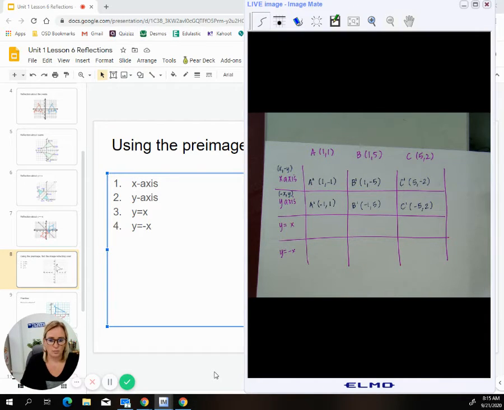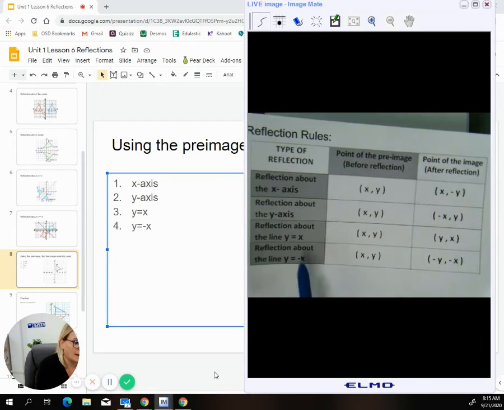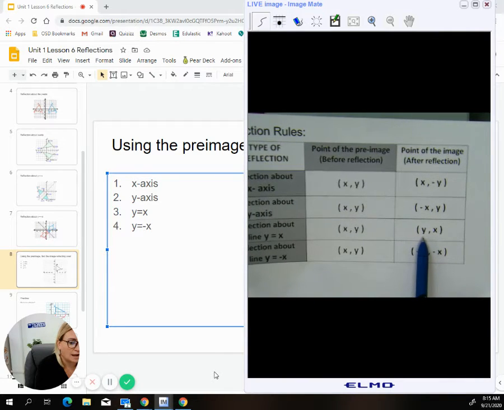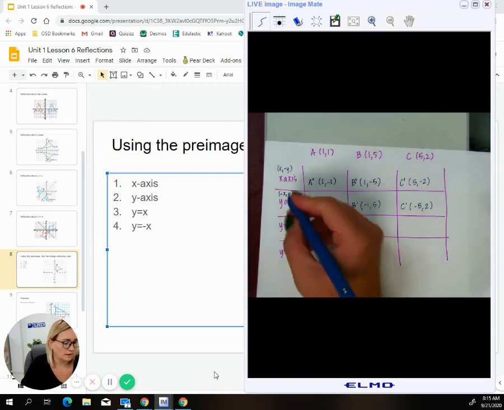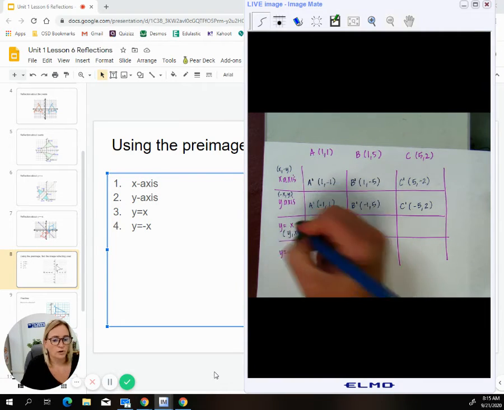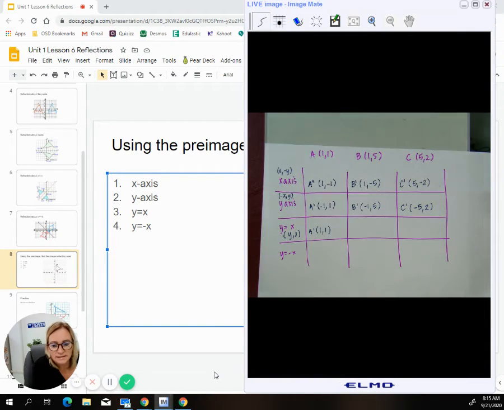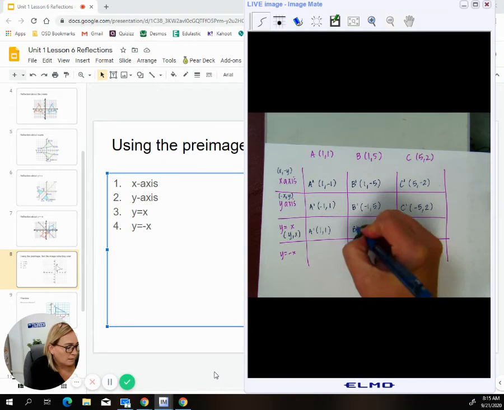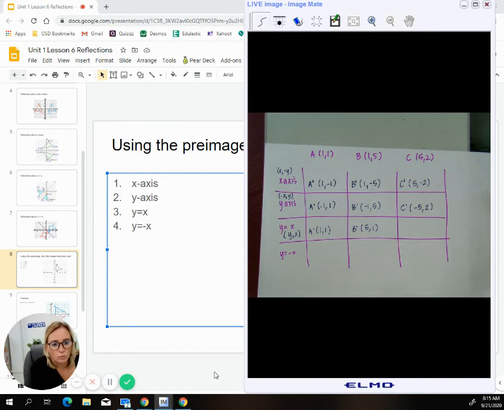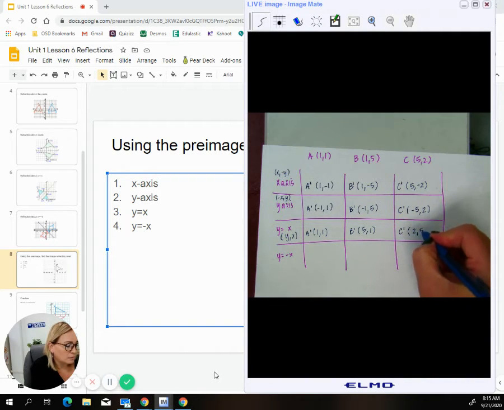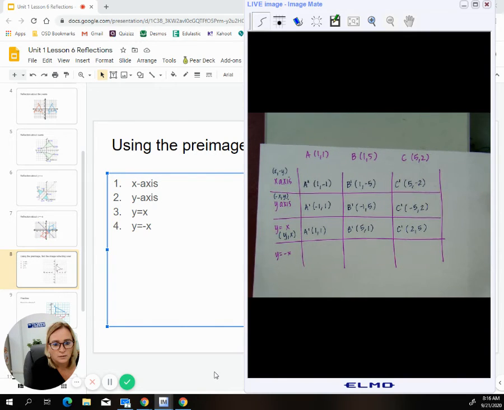Okay, so now we're going to go to our rule for y equals x. It says for all of our points, we're going to switch them. Our y is going to become x, and our x is going to become y. So now we're going to have (y, x). The nice part about this first one is (1, 1) is going to stay the same. B is now going to become (5, 1). We flipped them. And C is now going to become (2, 5). That's because we are taking our x's and they now become y and vice versa.